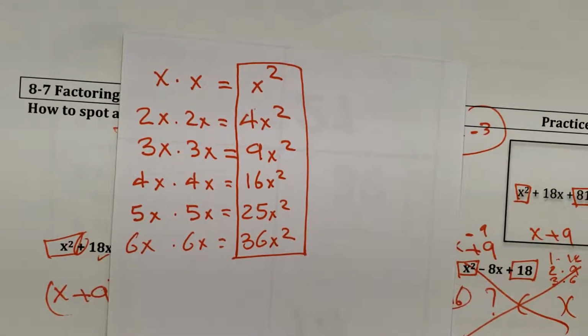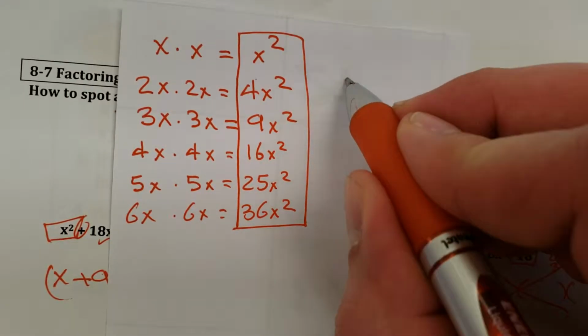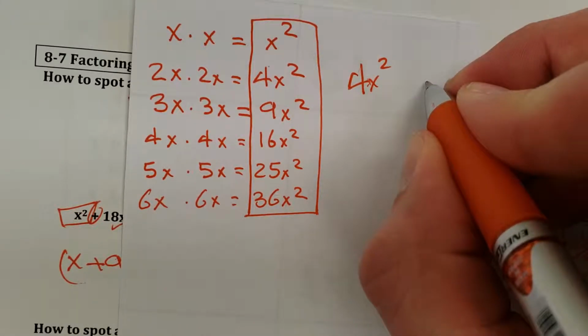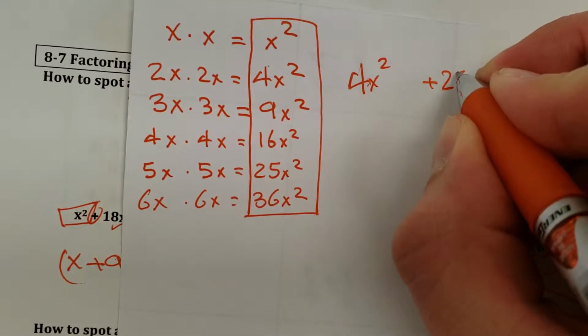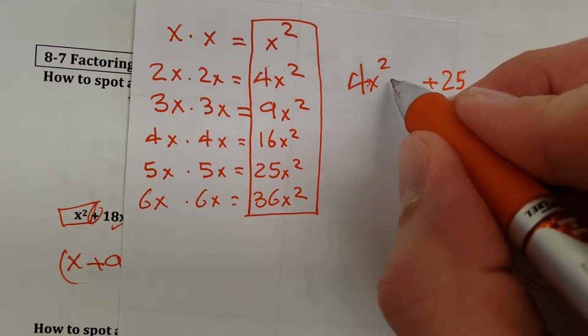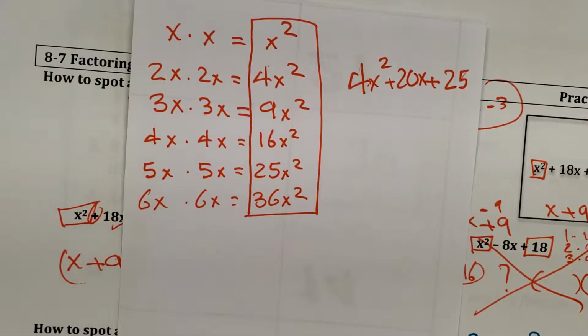Quick example of that. Let's say you had a, I don't know, how about a 4x squared. Say we had a 4x squared. We ended with a 25. My mental math tells me we'd have a 20x in the middle. Okay? What did this used to be?